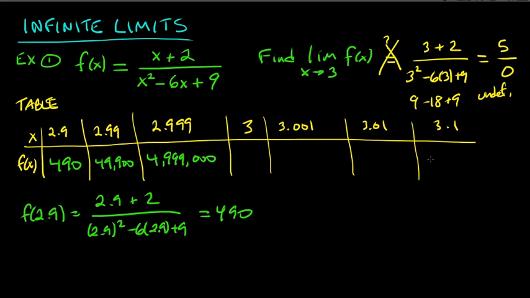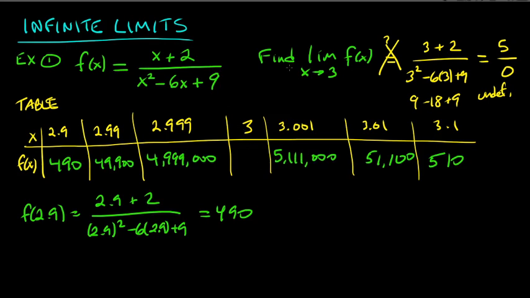When you plug in 3.1, you get 510. When you plug in 3.01, you get 51,100. When you plug in 3.001, you get 5,111,000. Again, a very big number, right?